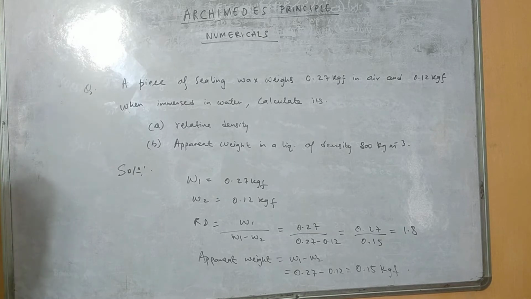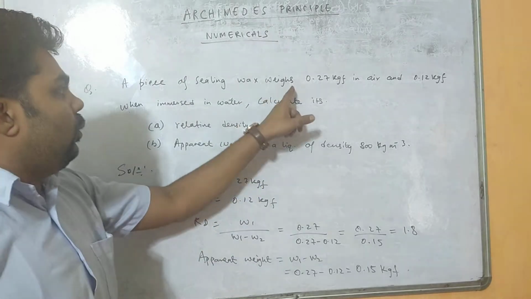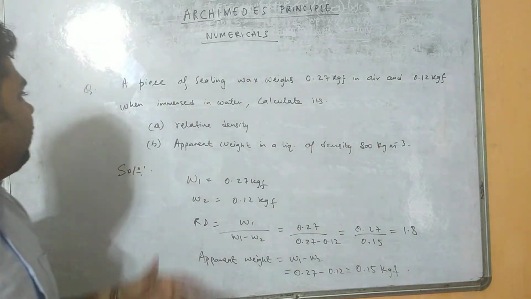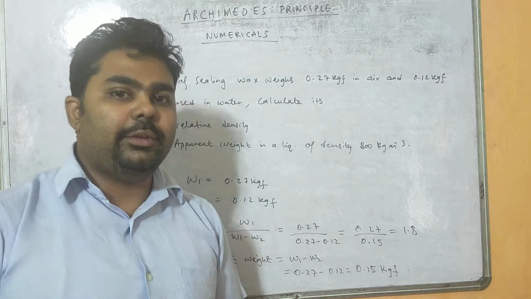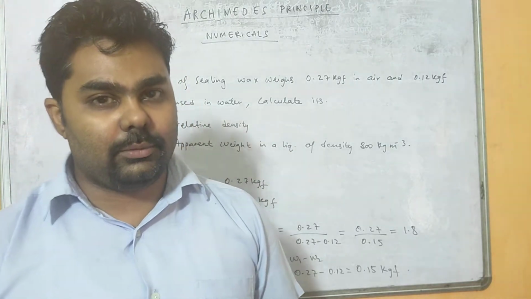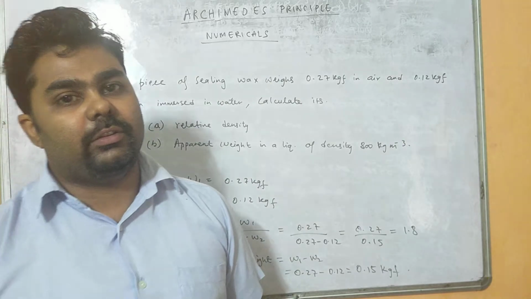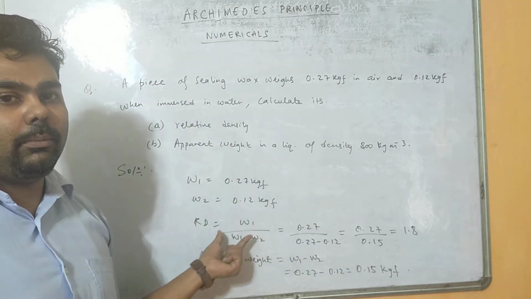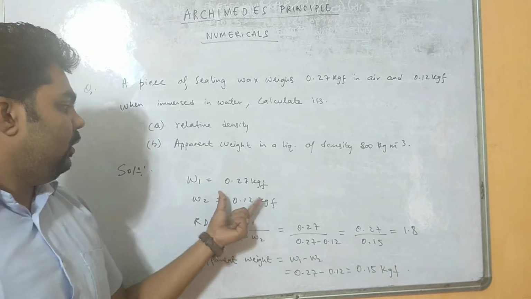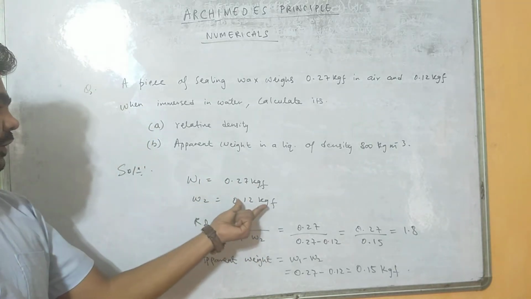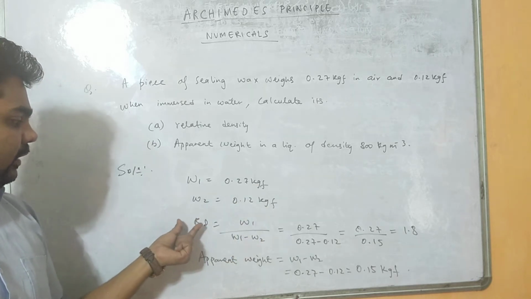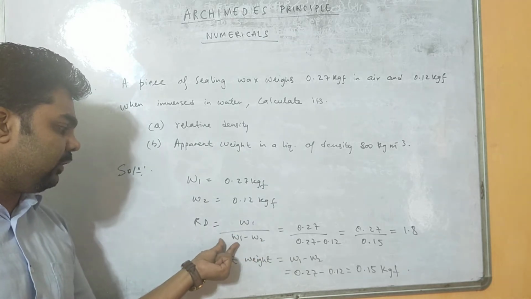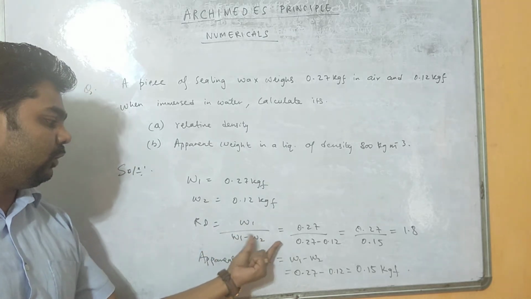Next question: a piece of sealing wax weighs 0.27 kgf in air and 0.12 kgf when immersed in water. So the weight in air and weight in water are given in the question. We have to find the relative density. We know relative density equals weight of substance in air by apparent weight. So the formula says that relative density equals weight of substance in air by weight of substance in air minus weight in water. So this is the apparent weight.